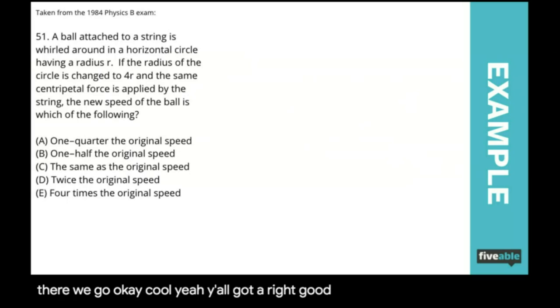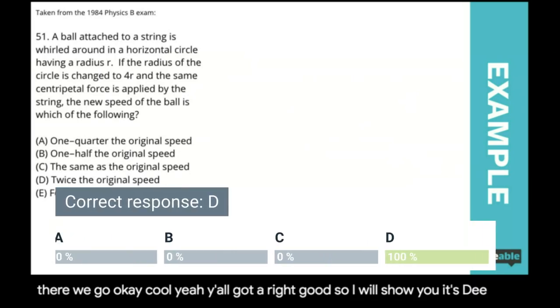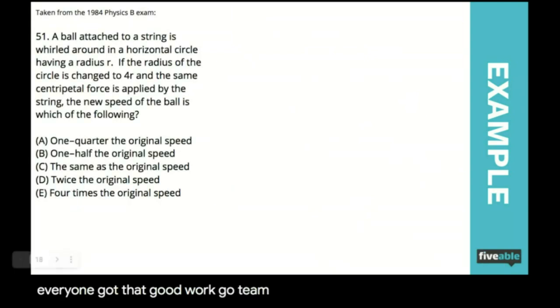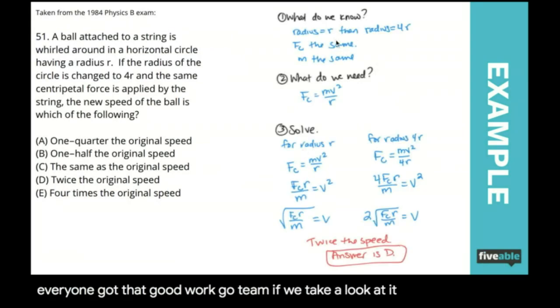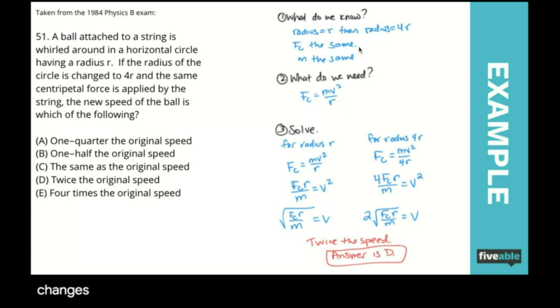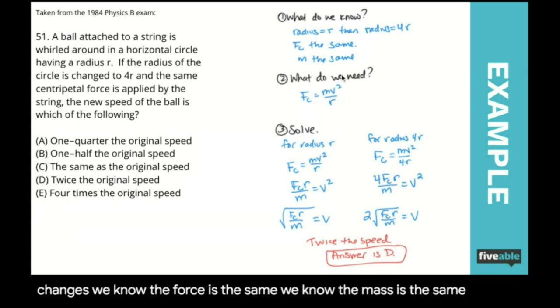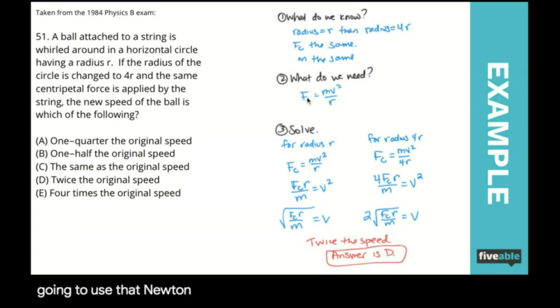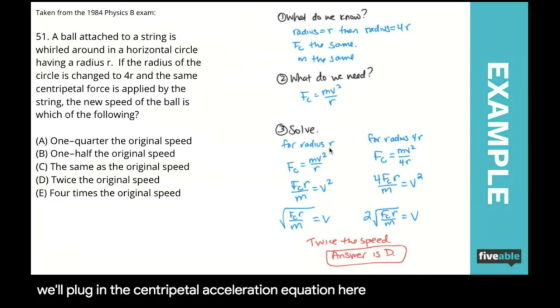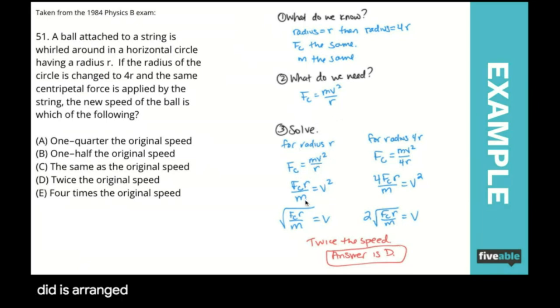Good. So I will show you. It's D. Everyone got that. Good work. Go team. If we take a look at it, we know the radius changes. We know the force is the same. We know the mass is the same. So we're going to use Newton's second law, F equals ma, and we'll plug in the centripetal acceleration equation here. And then you can see all I did is rearrange the equation to solve for v, and then we can see that it's twice the speed.